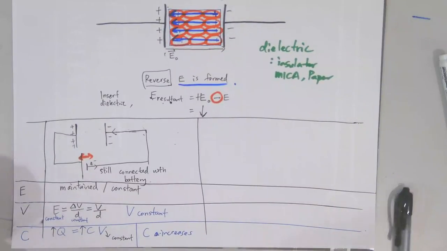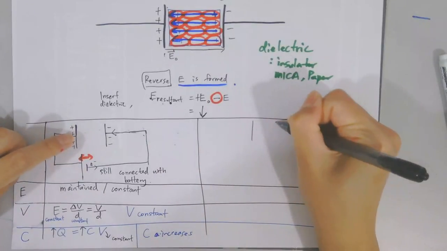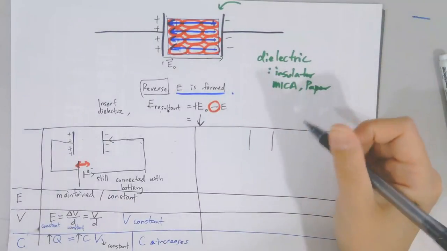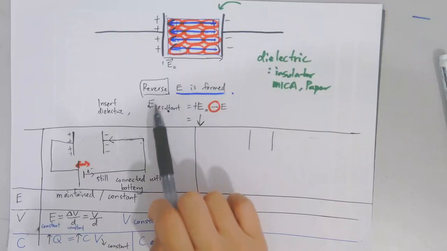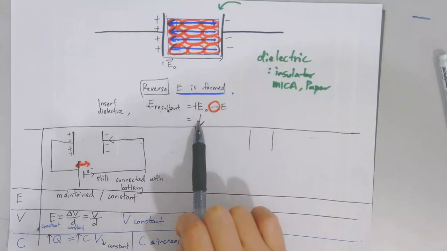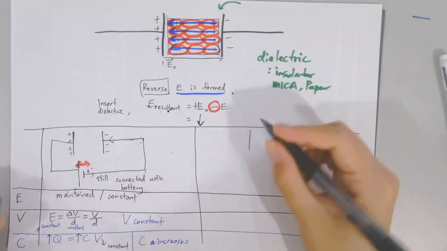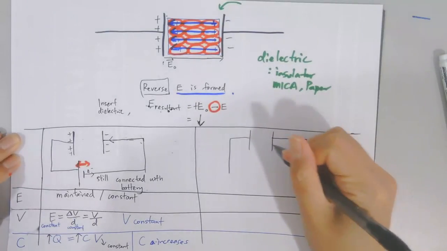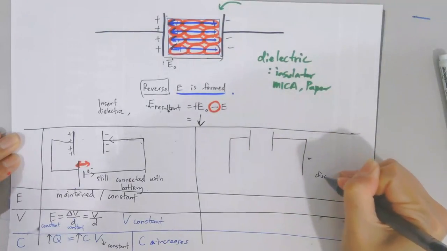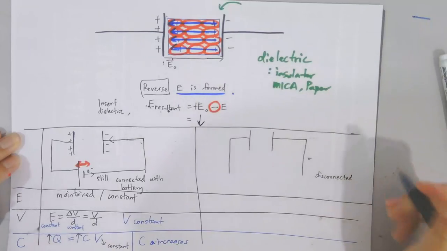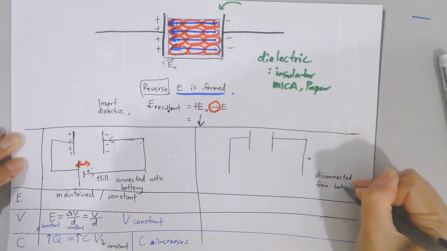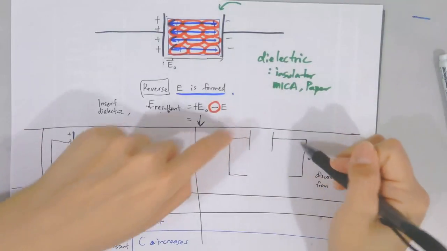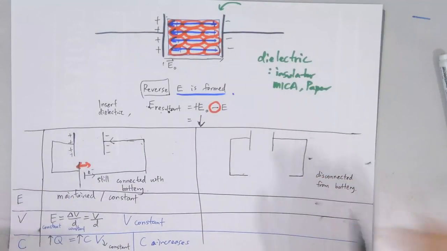Okay, but what will be the second case? Second case, kalau kita dah insert, kalau kita dah masuk dielectric, dan memang benda ni berlaku, memang resultant electric field menurun. And then for this case, you kena berhati-hati, dalam soalan dia akan emphasize bahawa the capacitor is disconnected from battery. Mean the capacitor no more connected dengan battery, tak ada battery dekat sini.